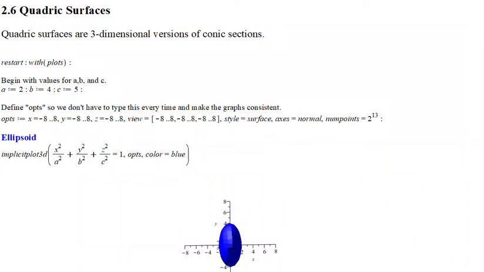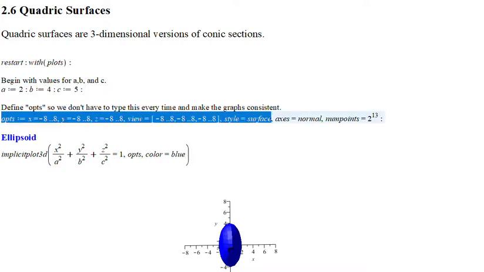Quadric surfaces are like the three-dimensional version of conics. I'm going to show you several in this document, and I'm choosing values for A, B, and C so that I can just use the letters A, B, and C in all of the equations. And I'm setting some default options so that I don't have to keep typing those all the time. And so first, I want to show you an ellipsoid.